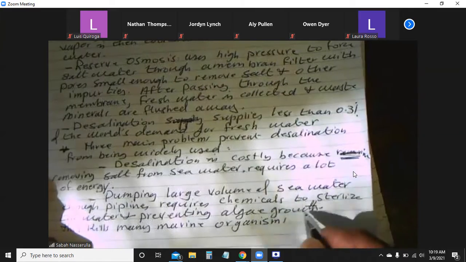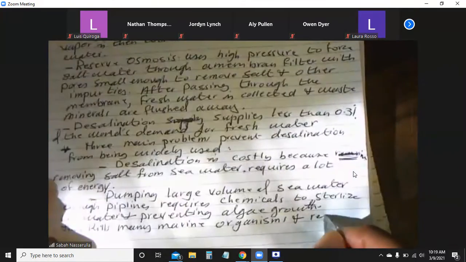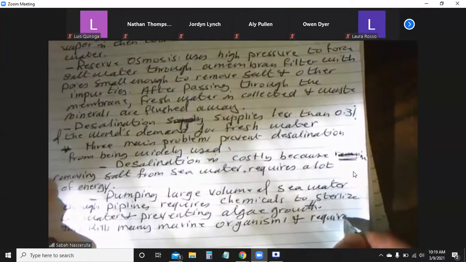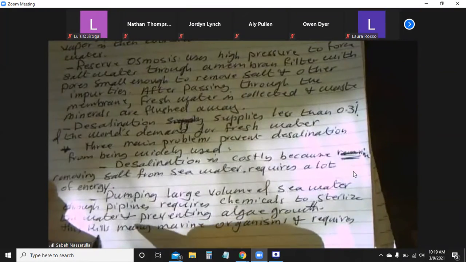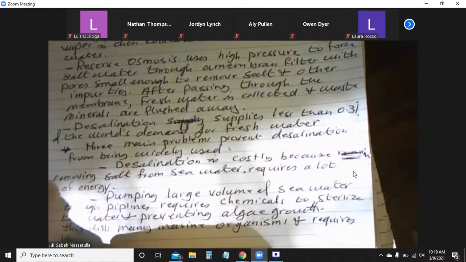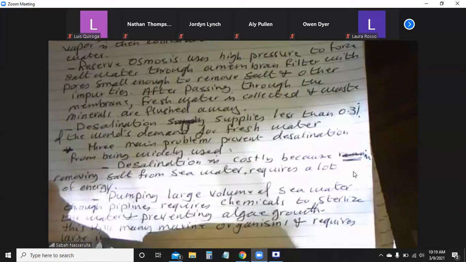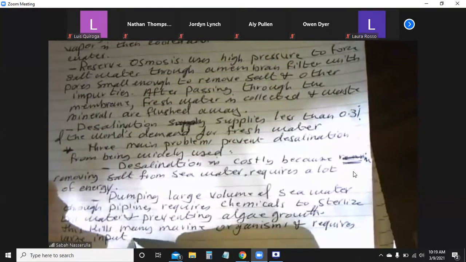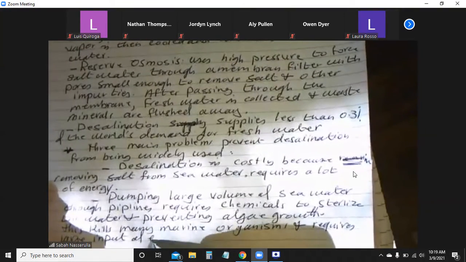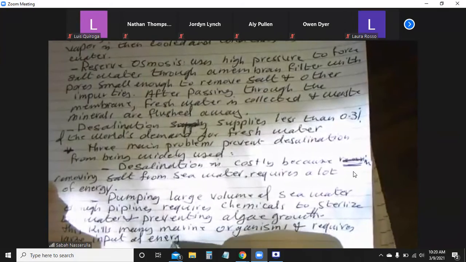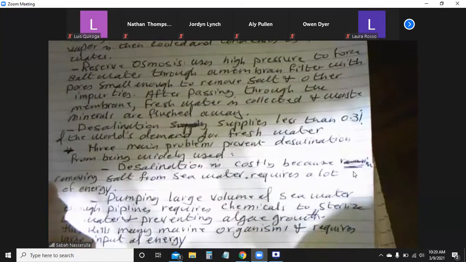It requires a large input of energy and, of course, money.